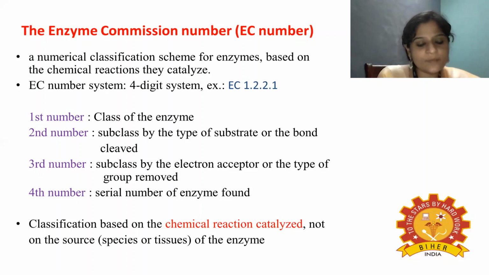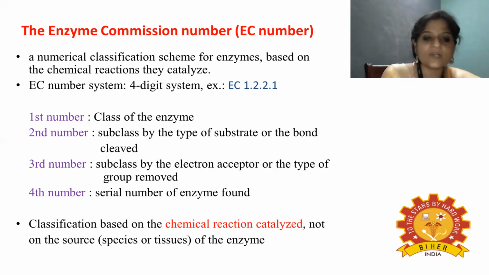And the third number is the subclass by the electron acceptor or the type of group removed. So based on the electron acceptor or what kind of group is being removed, because either we add a bond to it, or we remove some bond from the reaction. That is how a reaction is taking place. So based on that subclass, this third number is given.